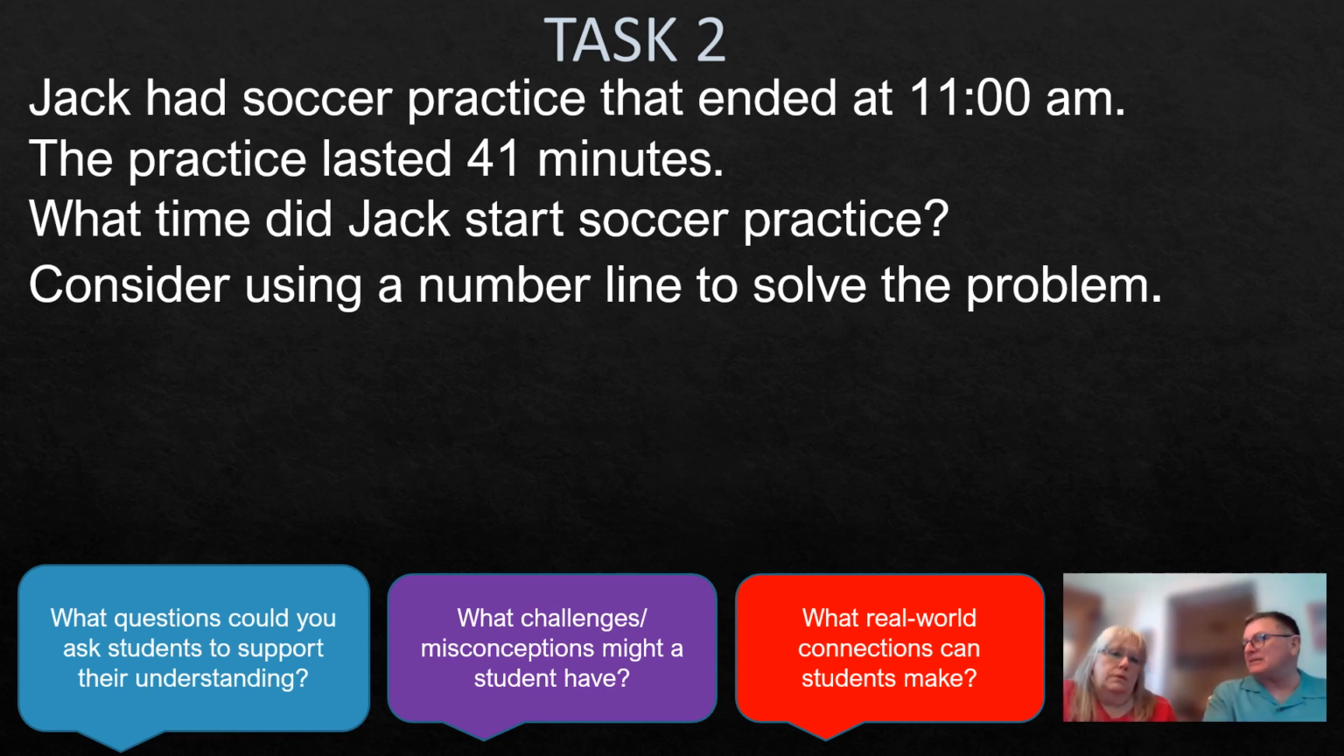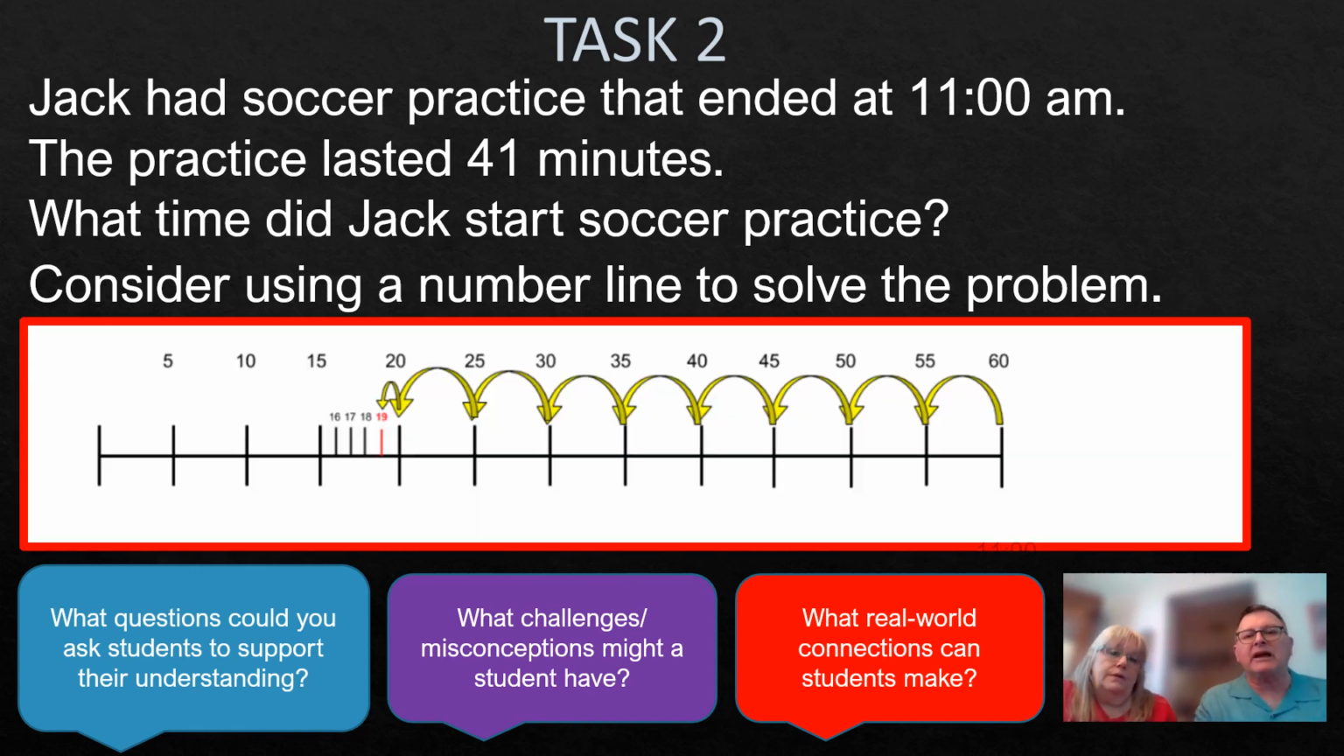We know the end time when soccer ended. Correct. Which was at what time? At 11 o'clock. So we think about that. We see here, what does that represent? So I'm at the end of my number line, moving backwards because I'm going backwards in time to find the start time. And typically third graders or any student, subtraction is more challenging when we talk about elapsed time.